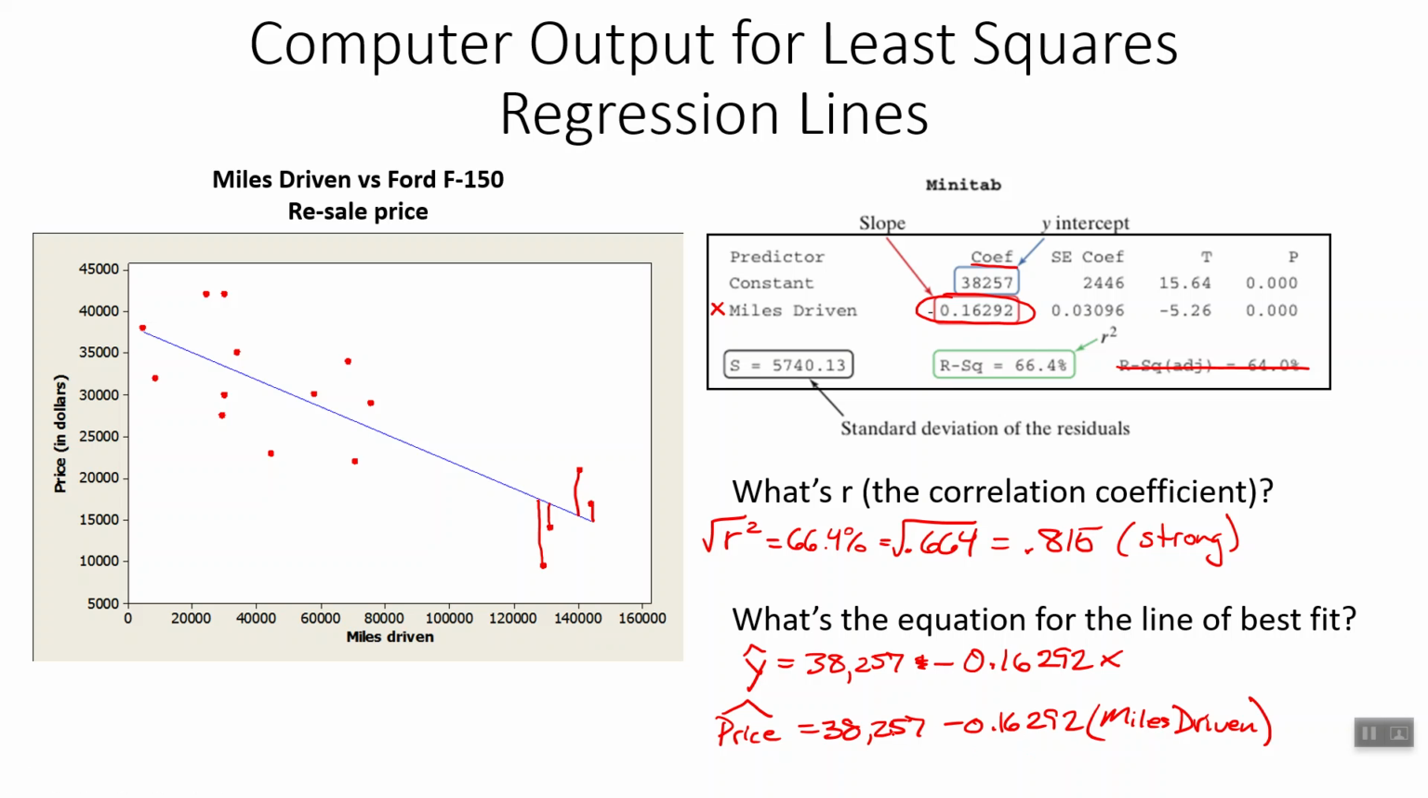All right, so we've got a y-intercept, so that would be the price if there were no miles driven. So if we're selling it used without driving any miles on it, it looks like $38,000. And it looks like we're going down a certain amount for each mile driven.